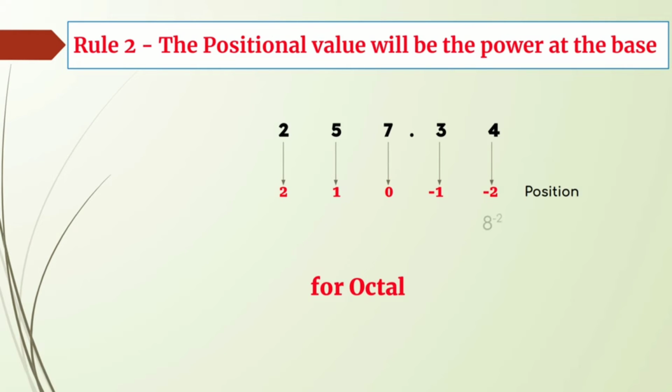We will apply our second rule. We can write 8 to the power of -2, because 8 is the base of the octal number. For digit 4 we can write 8 to the power of -2, and for digit 3 we can write 8 to the power of -1, and for digit 7 we can write 8 to the power 0, and for digit 5 we can write 8 to the power 1, and finally for digit 2 we can write 8 squared.